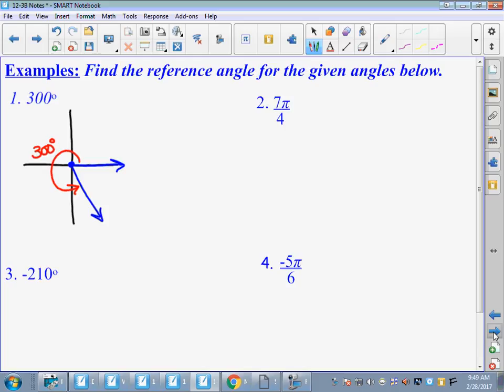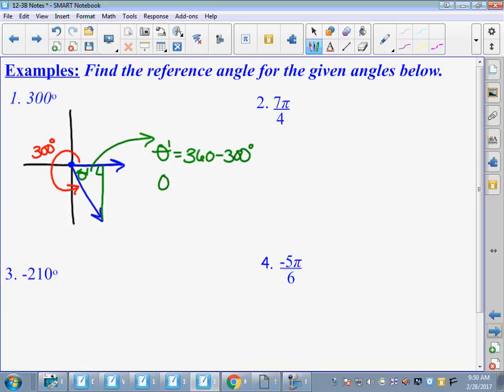If I draw my reference triangle, label this theta prime, and then we're going to actually do some work outside. The picture shows me what theta prime is, and then outside of there, I'm going to describe that theta prime is equivalent to, since we're in the fourth quadrant, 360 take away 300 degrees.